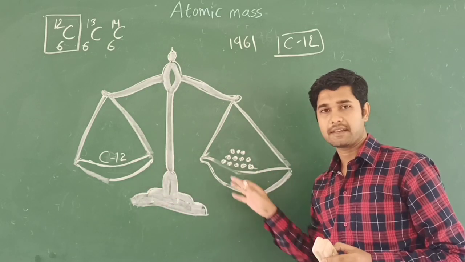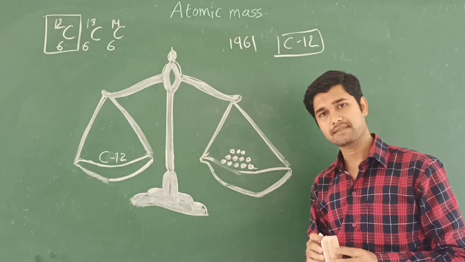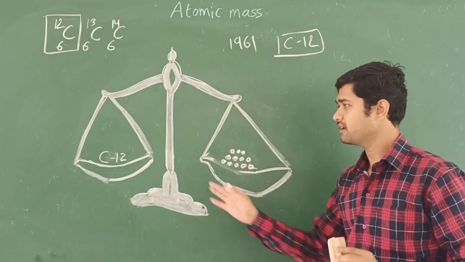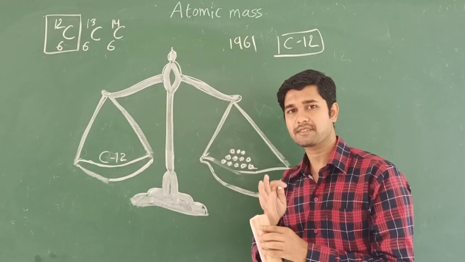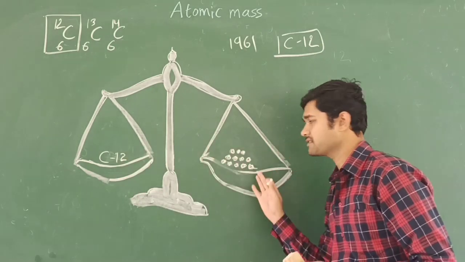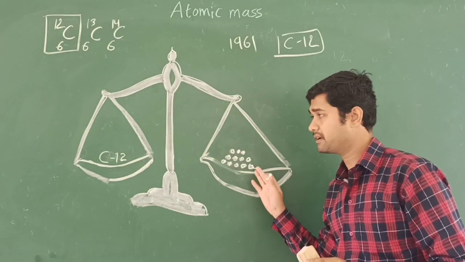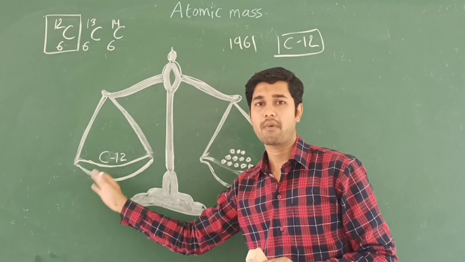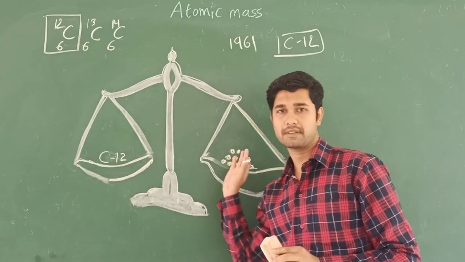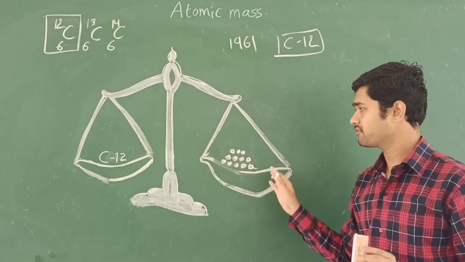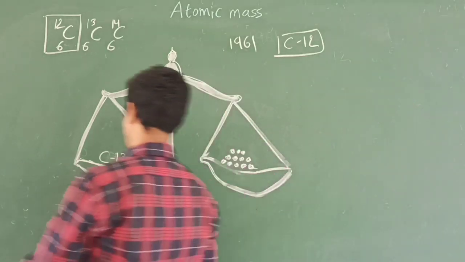Now tell me whether it is balanced or not. Yes, obviously it is balanced, because when I cut into 12 parts, each part is also carbon 12 and this is also carbon 12. So I consider this as the standard unit. This is called relative mass, because I am comparing with this one.